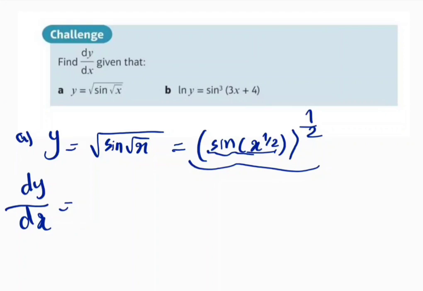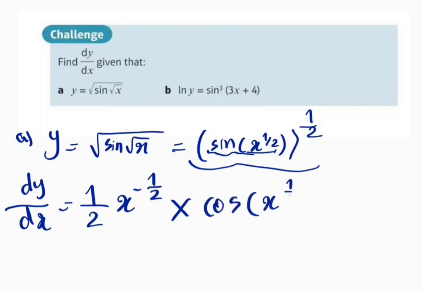So first, x to the power of a half differentiates to a half x to the power of minus a half. So it's a very standard differentiation, times, now sine of this thing, whatever it is. So we know that sine differentiates to cos. So we just write cos of x to the power of a half. This is a very standard differentiation.